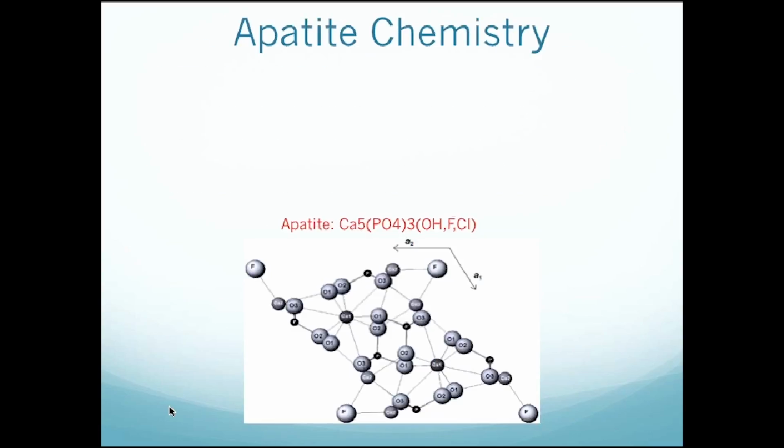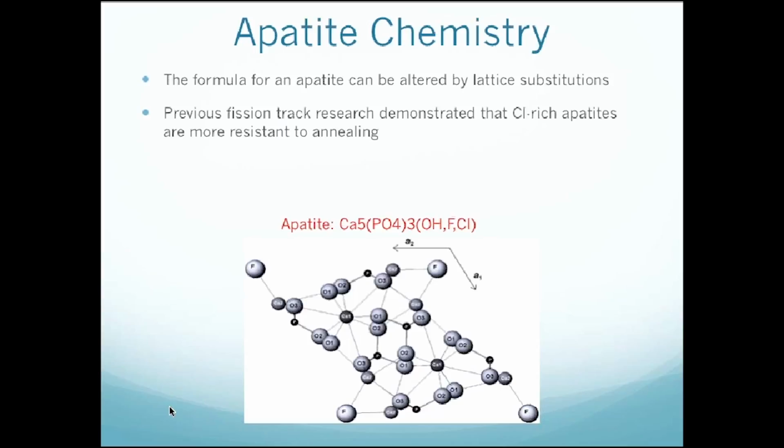Well, it turns out that the formula chemistry for apatite actually can be altered by lattice substitutions. So as you can see in the formula, fluorines can be replaced by chlorines, or even calcium can be replaced by manganese or iron. And changes in the crystal lattice can alter the way in which the apatite anneals. And the fission track community, which is a related thermochronometer, but not the exact same as helium dating, their previous research showed that apatites with high chlorine contents were more resistant to annealing.